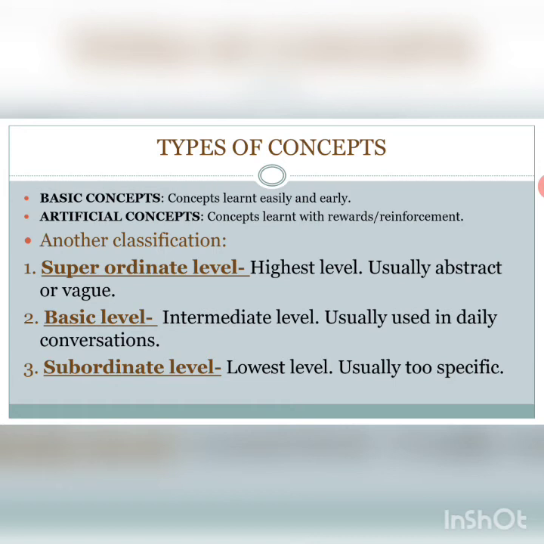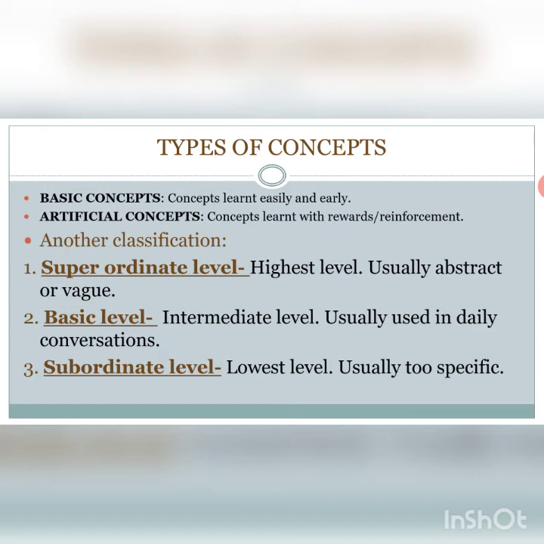Now we come to the types of concepts. We have two types of concepts: basic concepts, concepts that are learned easily and early, and artificial concepts, the concepts which are learned with rewards or reinforcement. We can give another classification of concepts here. The superordinate level is the highest level and usually abstract or vague. So the superordinate level, or the highest level of concepts, is usually abstract or vague. Not everyone will be able to decipher this.